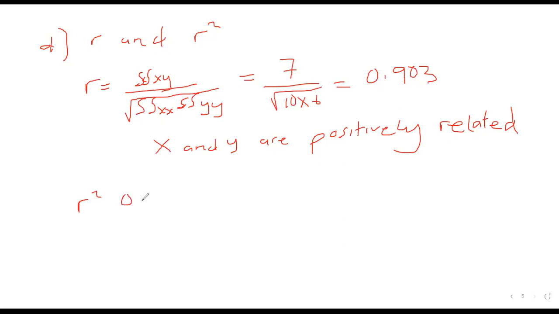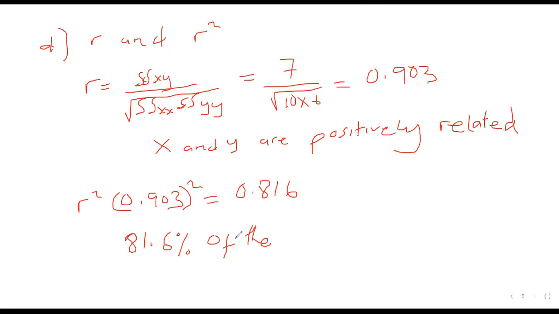And r squared, 0.903, we square this answer. We're going to get what? 0.816. So this means 81.6% of the variation in y is influenced by x. So in short, 81% of y is affected by x. So this is how easy regression analysis is.